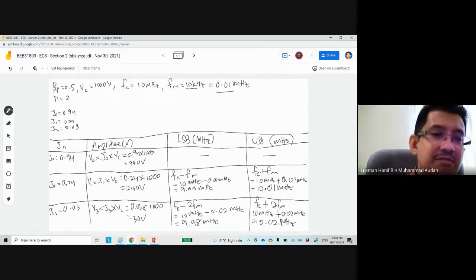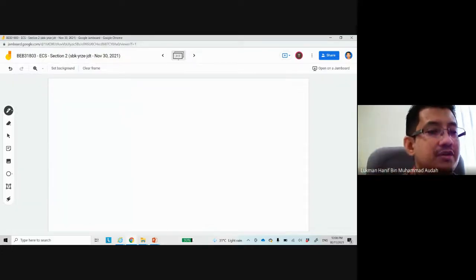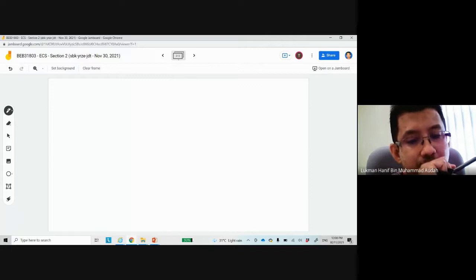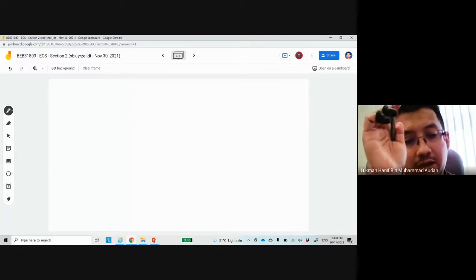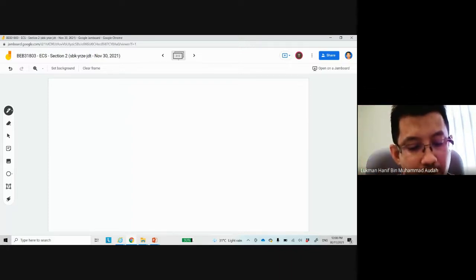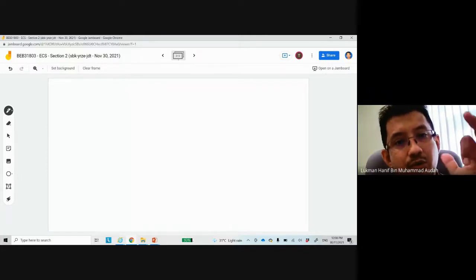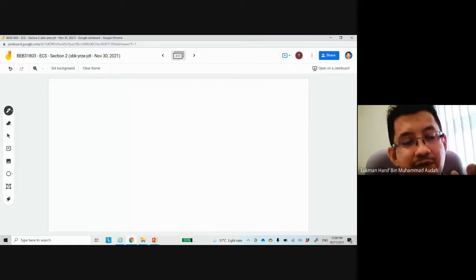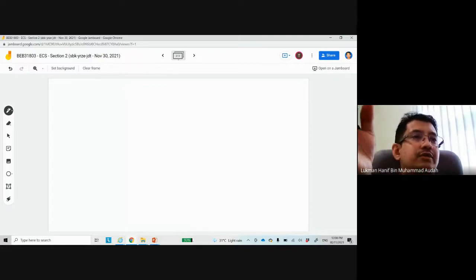Macam mana nak lukis amplitude spectrum? Okay, so kita kena buka lah baru. Okay, so amplitude spectrum, remember when you draw, first don't draw using ruler, buang masa. Again, as I told you before about drawing, what we need to know is that you draw correctly and you label correctly. Dua perkara sahaja.